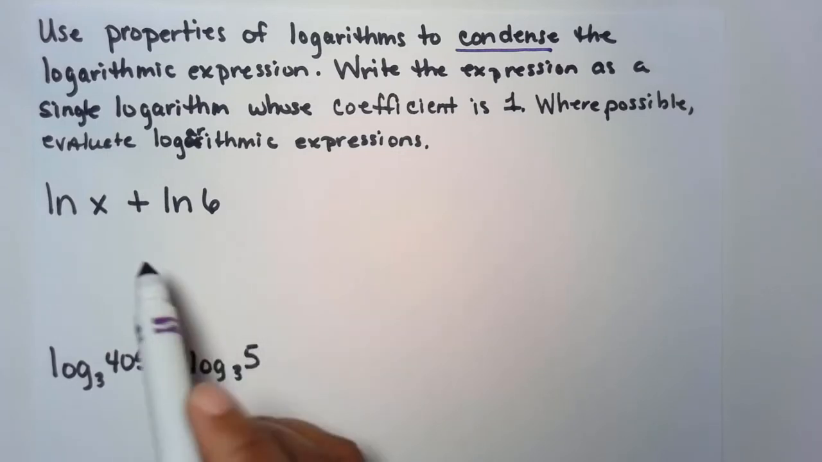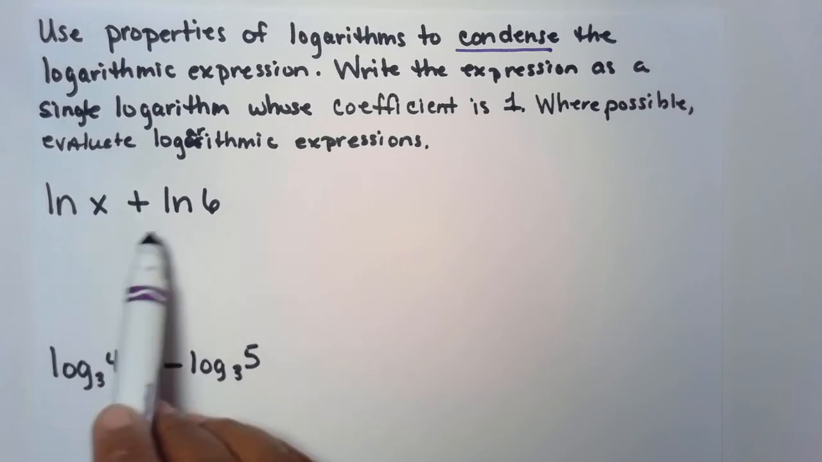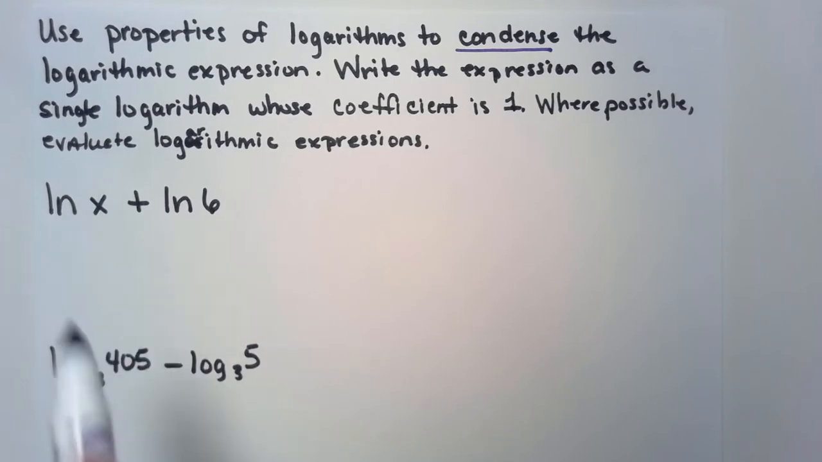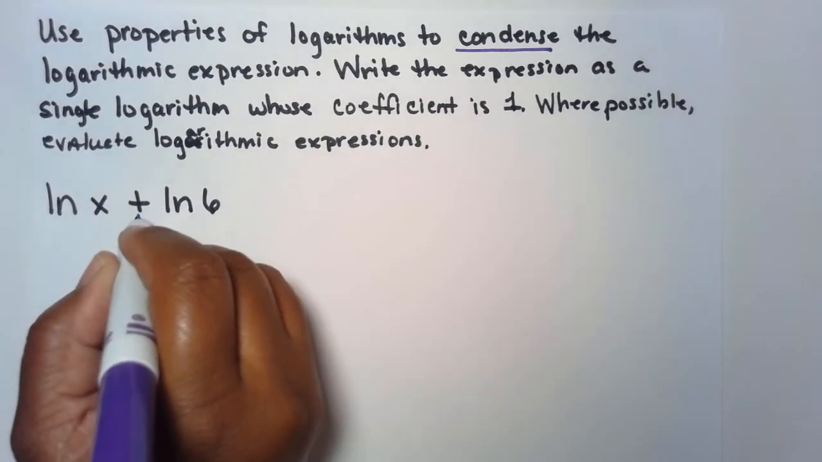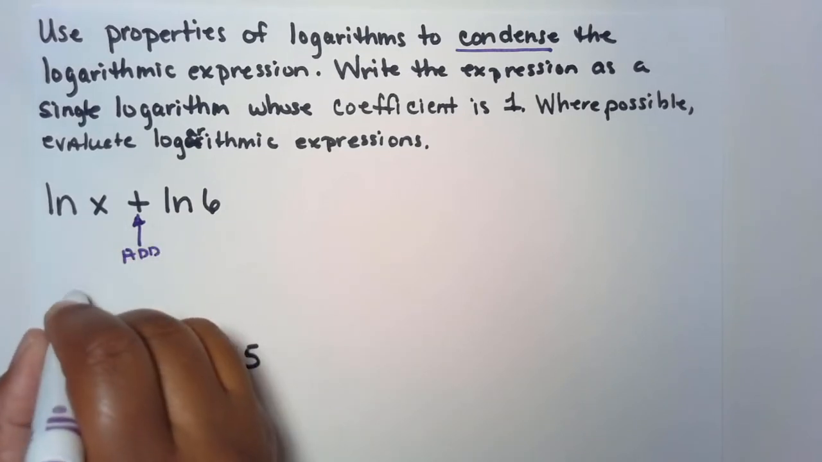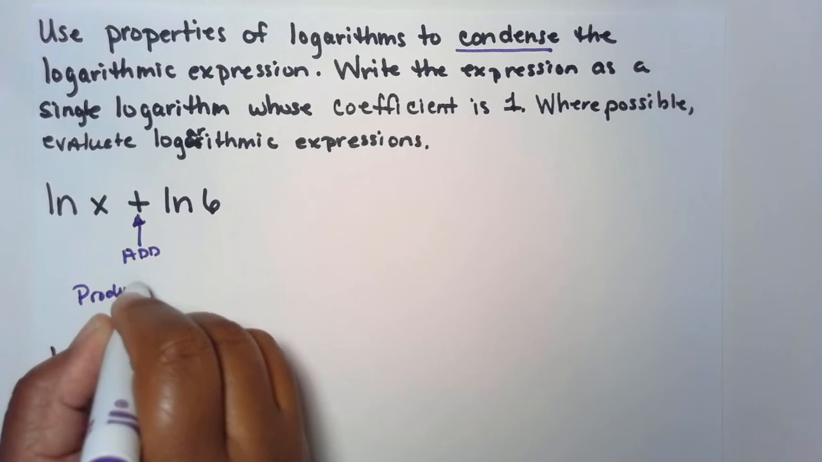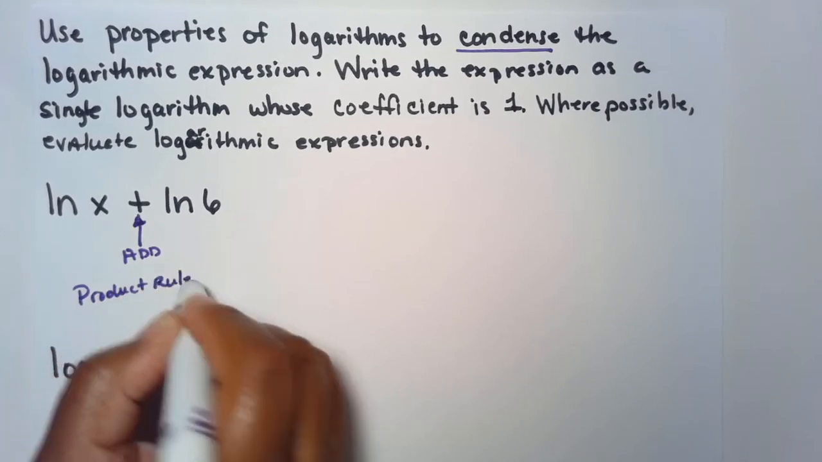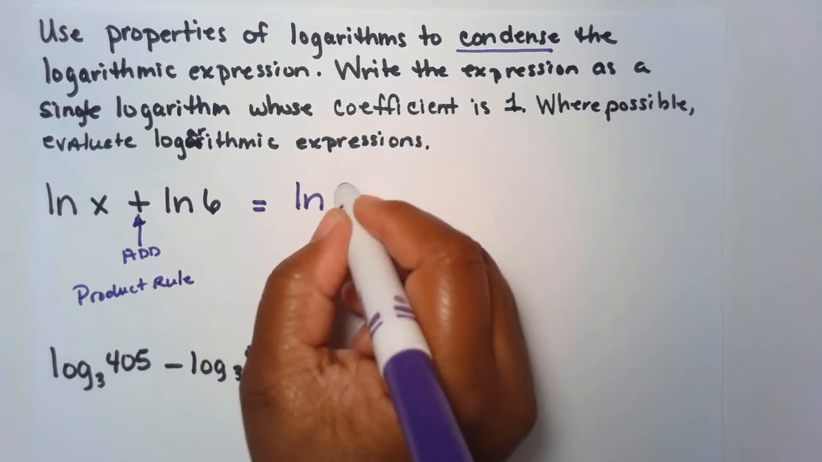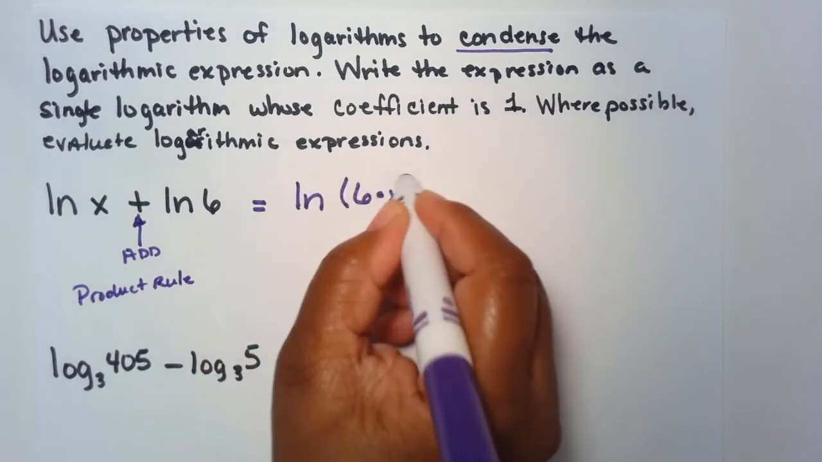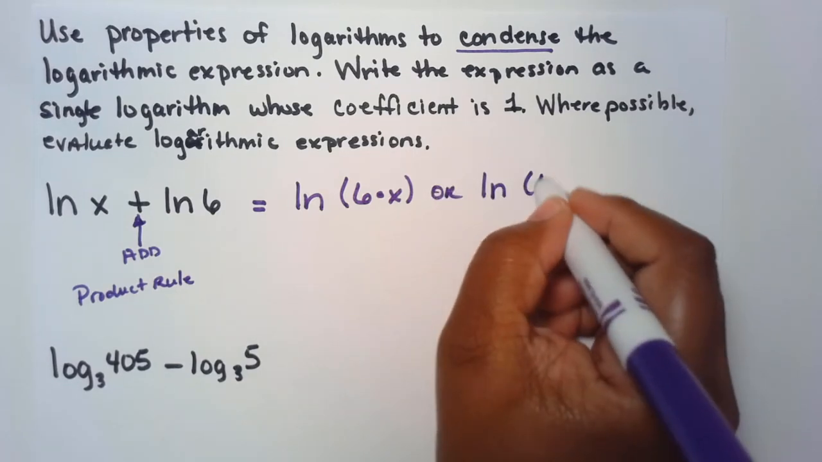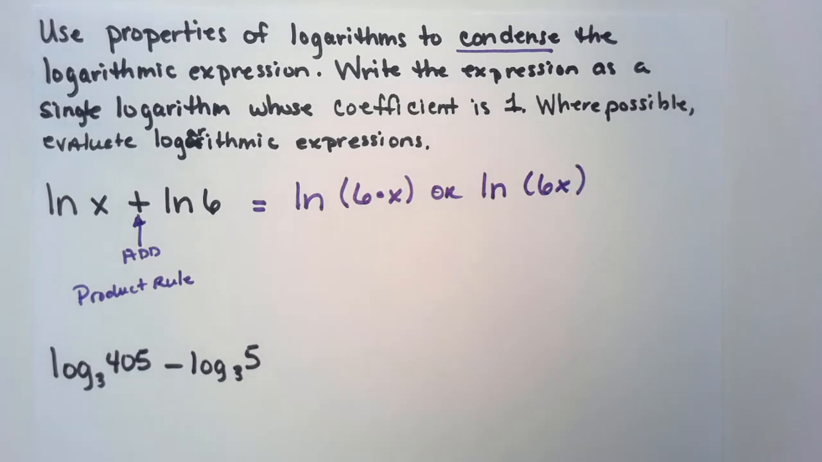All right, so here we have the natural log. We have ln of x plus ln of 6. Because this is an addition sign, we're going to use the product rule where we're going to multiply. So we would write this as ln of 6 times x, or we can say ln of 6x without the times sign there.